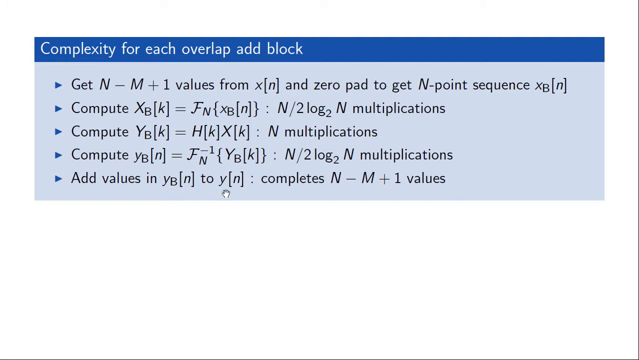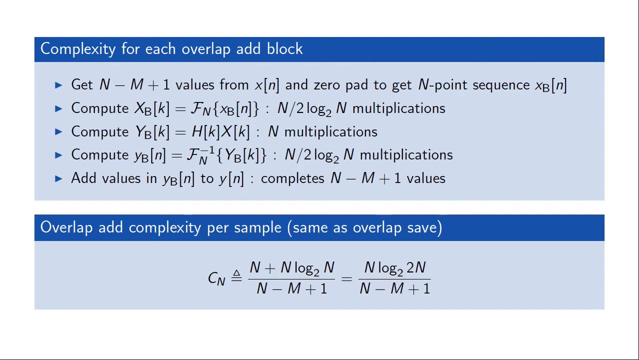And in order to get the number of multiplications per sample, what we need to figure out is how many values of y of n do we in general complete by adding yb of n to y of n. And that's equal to the shift in terms of the blocks, which is the same for the overlap save and the overlap add algorithms. So we would complete n minus m plus 1 values in each step. So the number of multiplications would be the sum of the multiplications we do for the filtering per block divided by n minus m plus 1, which is the number of values that we complete per block or per shift.